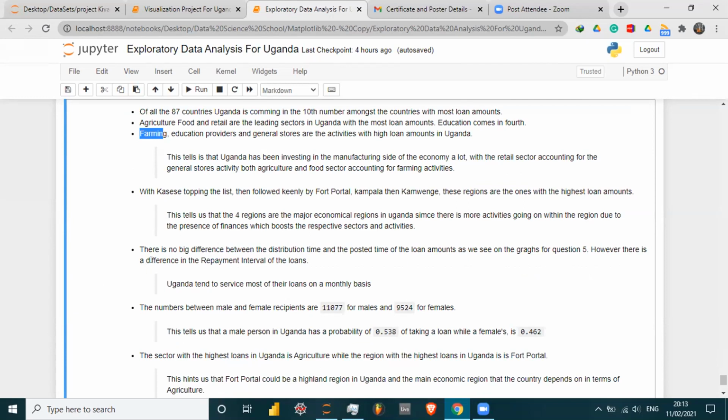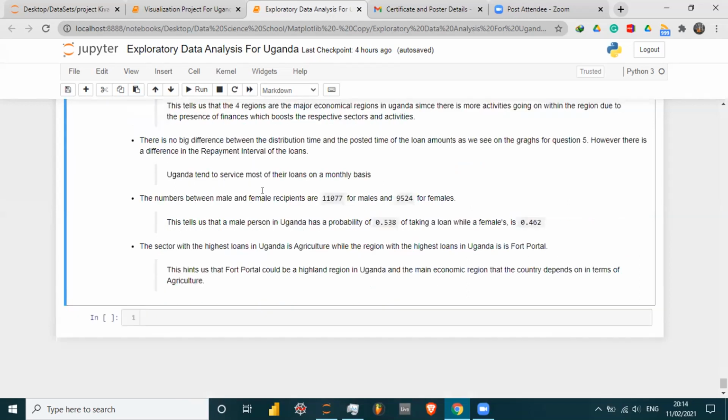Then my fifth point, there is no big difference between the distribution time and the posted time of the loan amount, as we see on the graph for question 5. However, there is a difference in the repayment interval of the loans. Then I went ahead and said Uganda tends to service most of their loans on a monthly basis.